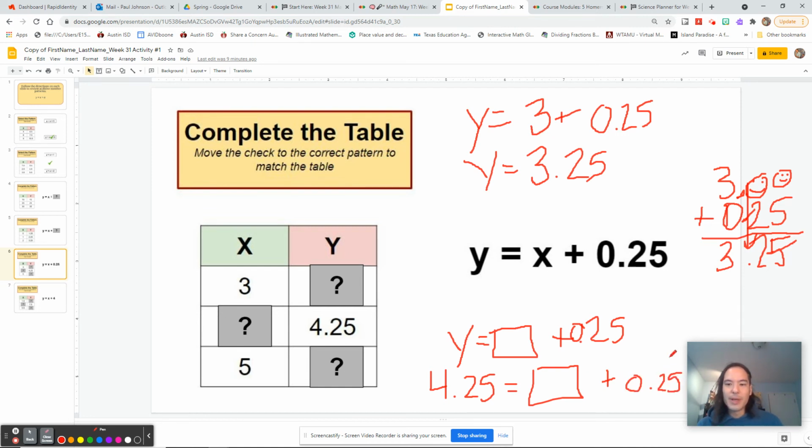So something plus 25 hundredths equals 4 and 25 hundredths. What goes in the box? I'm guessing 4 plus 25 hundredths equals 4 and 25 hundredths.